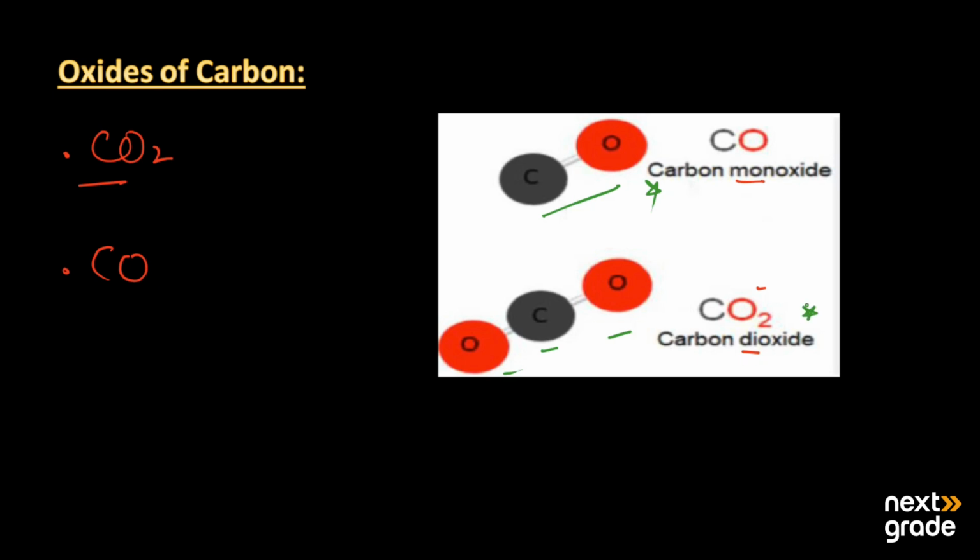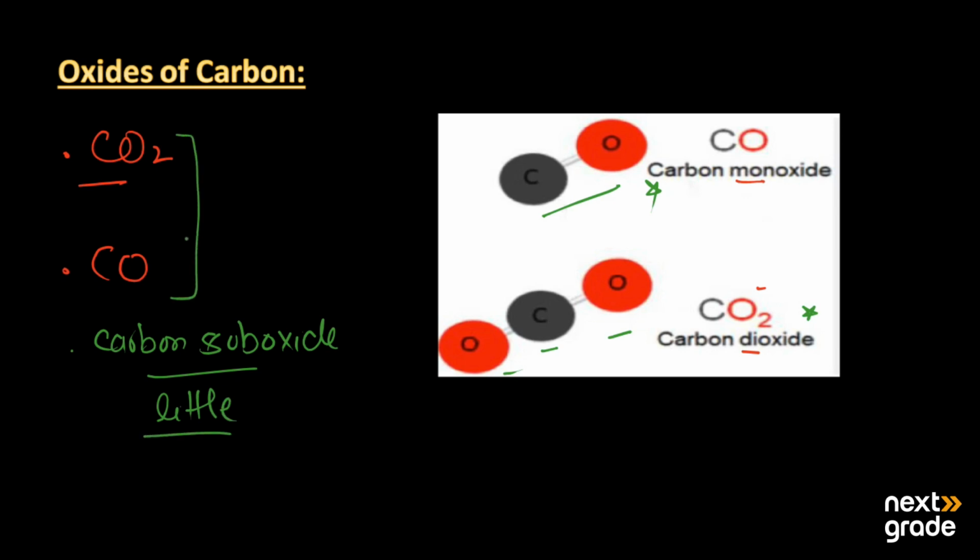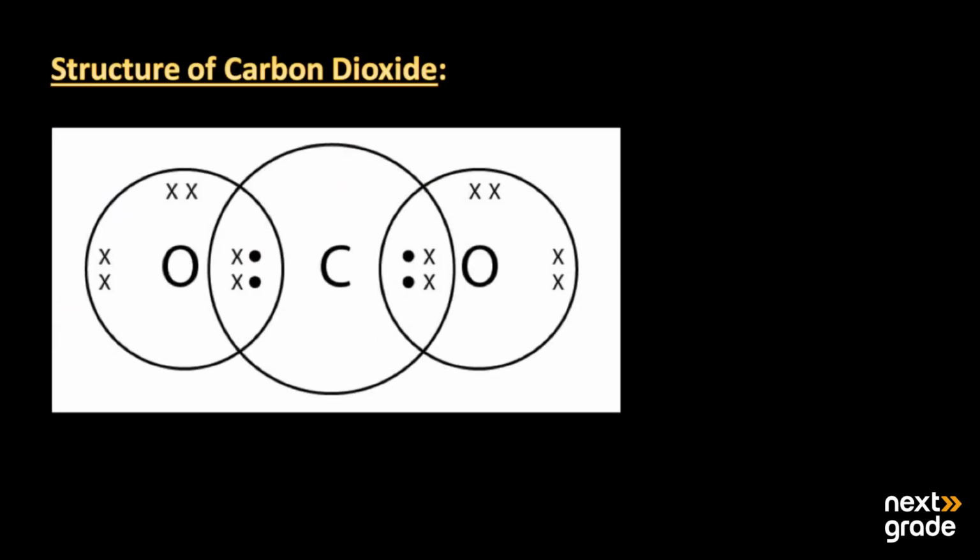So here we will discuss the structure of carbon dioxide. On the other hand, carbon can also change into carbon suboxide. The third form we have is carbon suboxide. But the last one, carbon suboxide, is of little importance. So here we will just discuss two oxides of carbon, which are carbon dioxide and carbon monoxide. So let's first discuss the structure of carbon dioxide.